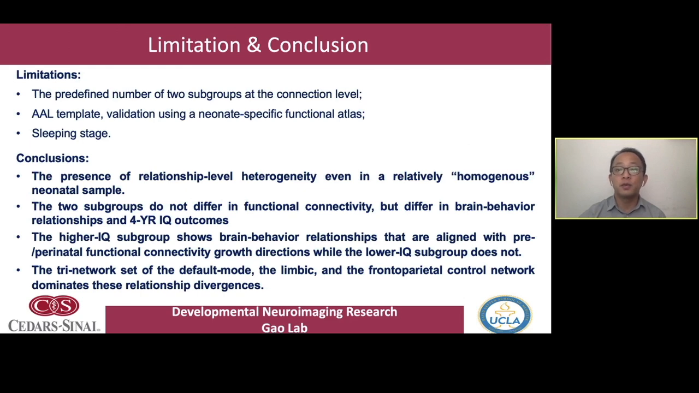These findings greatly improve our understanding of intersubject variability at the brain behavior relationship level and also lay the foundation for future development of subgroup-specific models for better behavioral prediction.